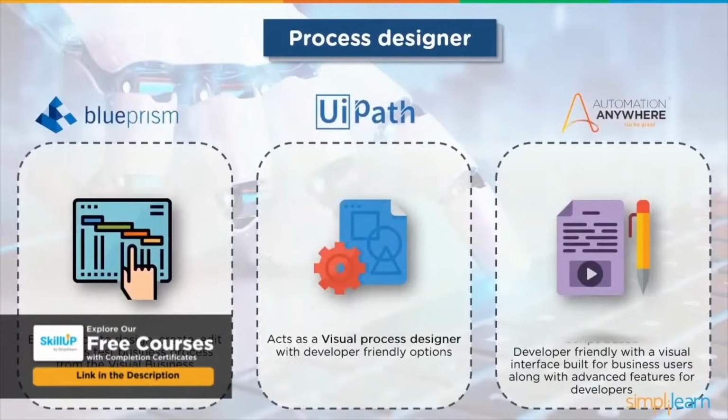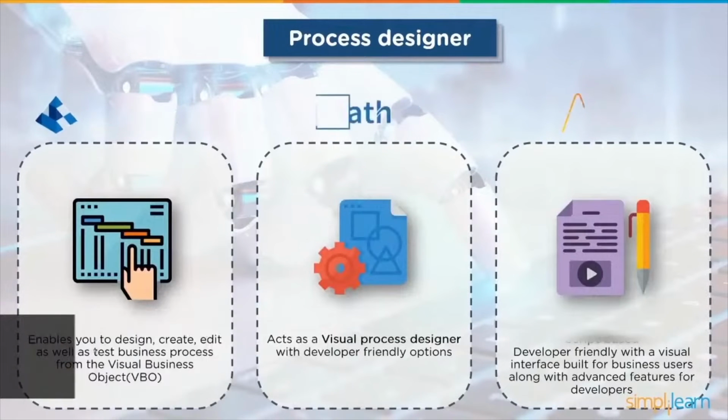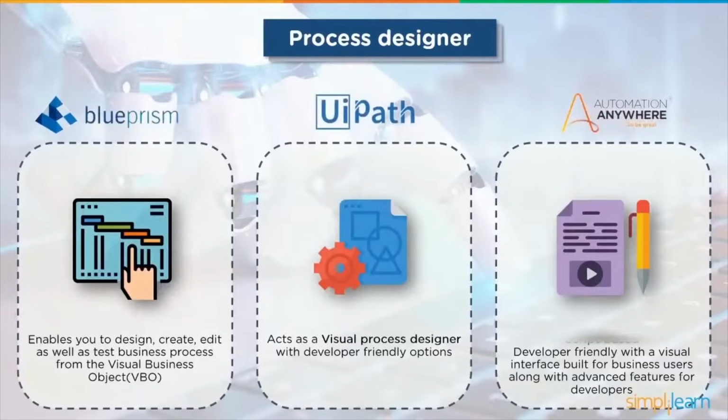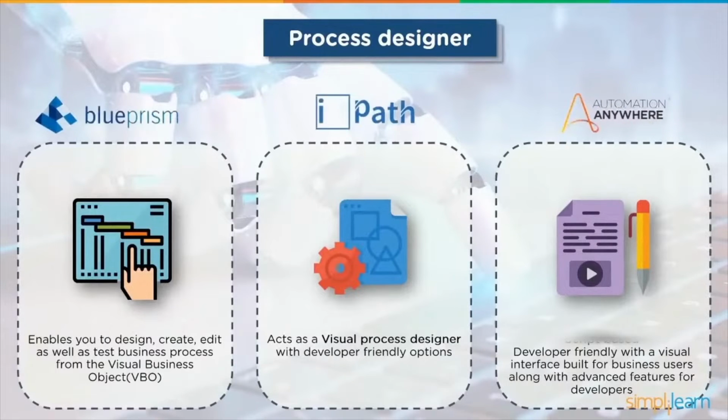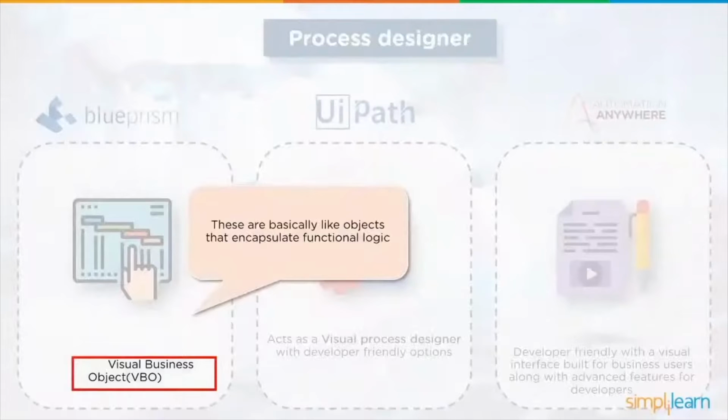The third feature of comparison is Process Designer. Blueprism enables you to create, design, edit, as well as test business processes from the Visual Business Object. Now, a VBO is like an adapter provided by Blueprism for communicating with an application. Each Visual Business Object implements a specific set of operations on an application's user interface. So these are basically like objects that encapsulate a particular functional logic.